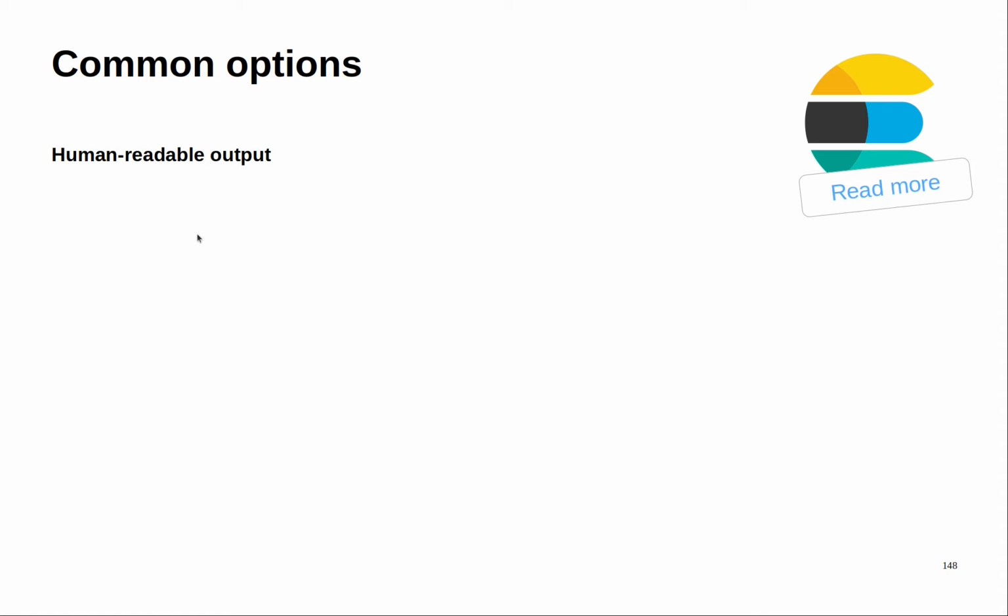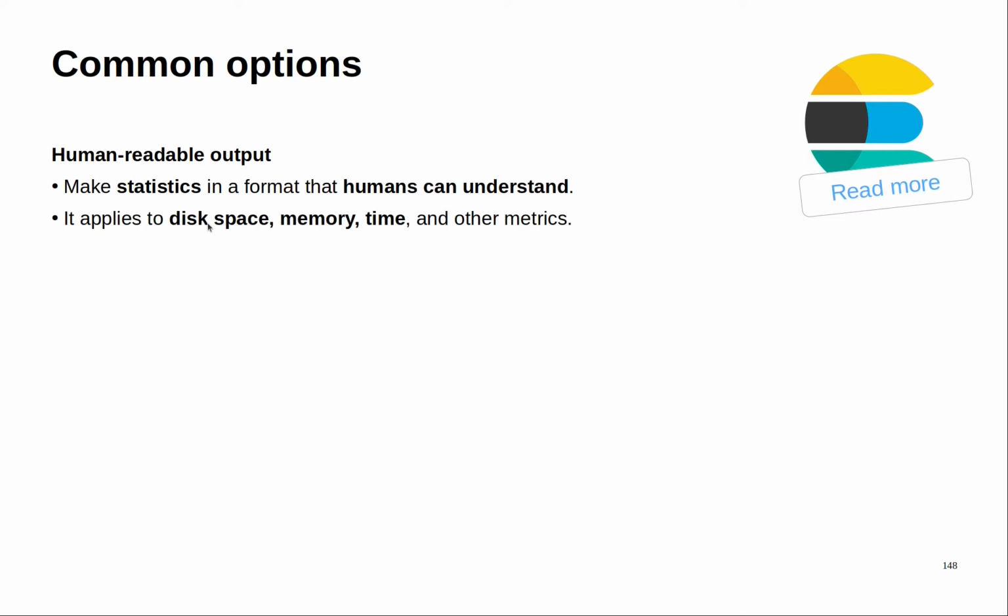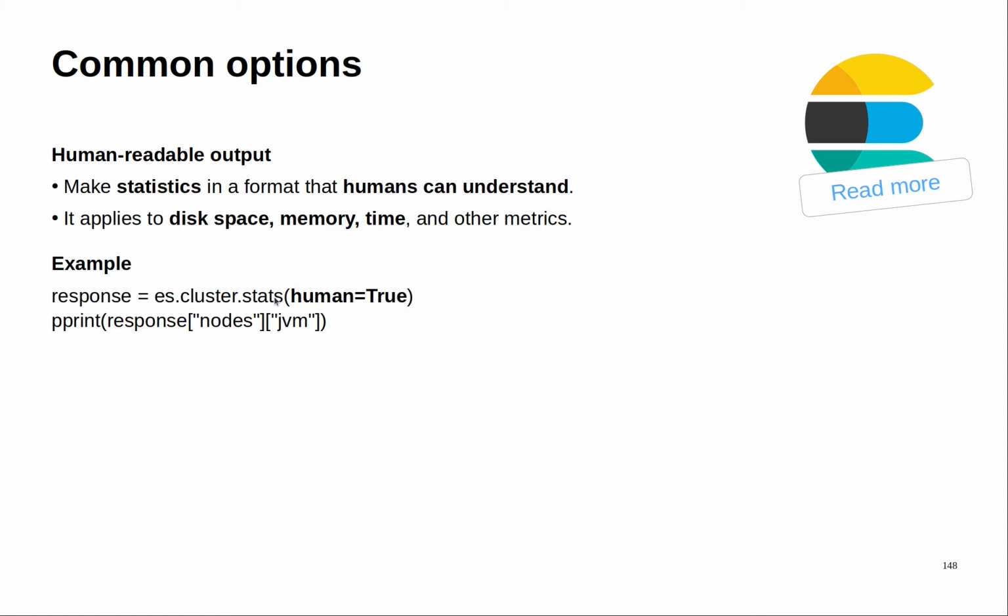Let's start with human-readable output, a feature that formats statistics into an easily understandable format. This applies to metrics like disk space, time, memory, and more. Here is an example where we fetch the cluster statistics. By setting the human parameter to true, the output becomes much clearer.